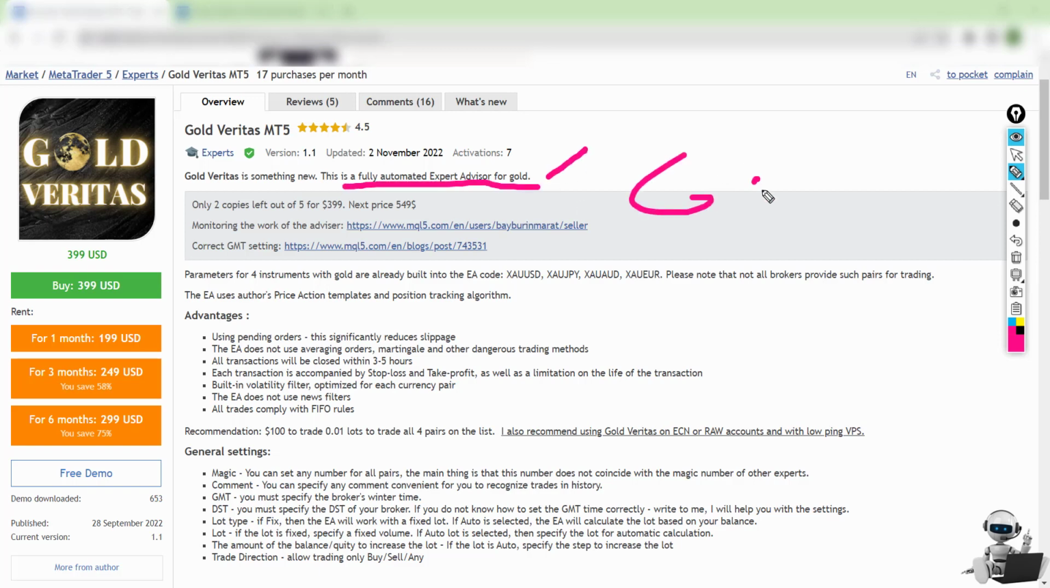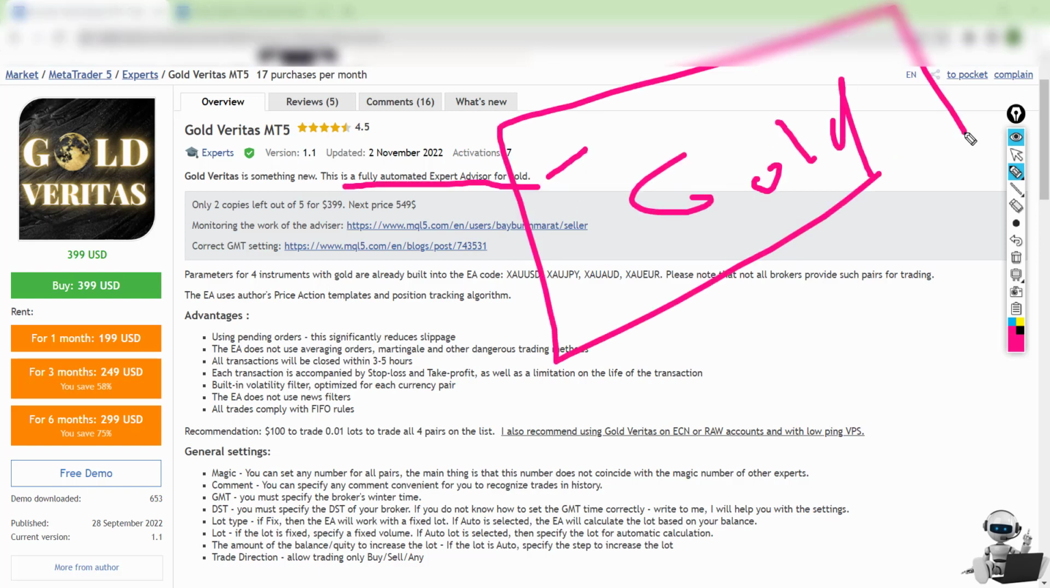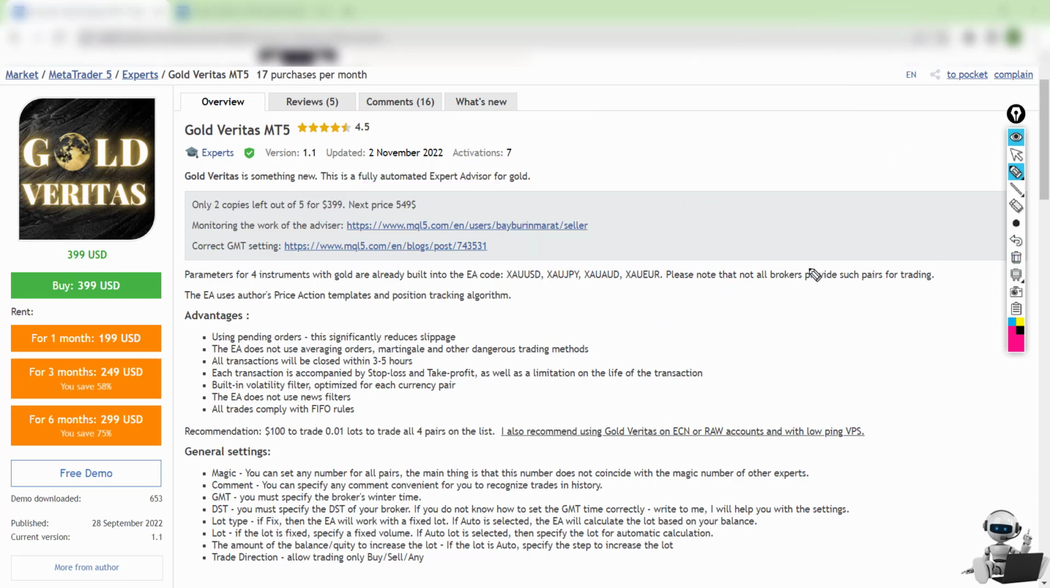So we know gold trading is very difficult and there are many EAs that are not safe for gold. They are either using martingale or grid, or they have a low win rate and many issues. But this EA seems to have solved a lot of issues for gold trading. It only trades on 4 pairs of gold, and it says you have to be careful. Not all brokers provide these pairs.